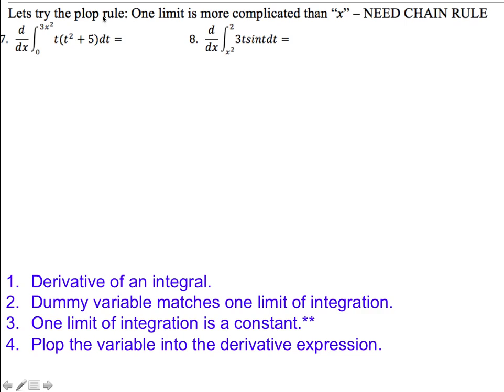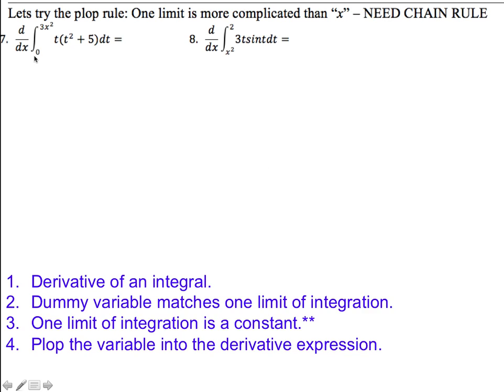So we're going to do a plop rule. And the whole idea of the plop rule is to make sure you're taking the derivative of an integral. So that's imperative. That's really important. Anything else we can kind of modify so that it works out. But in this case, we have a limit that's more complicated than just a straight x. And if you remember back to differentiation, when we had more complicated things happening inside brackets, we used the chain rule, and we're going to need it here too.